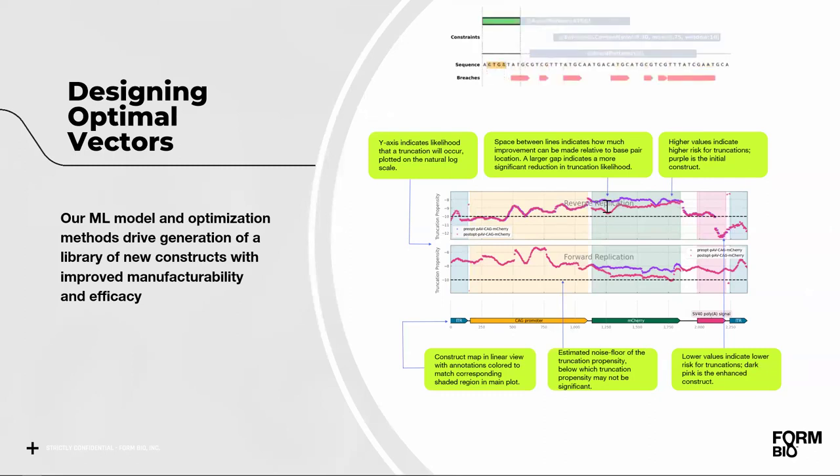So what we have here in purple is the initial construct, and pink is the optimized construct. And you can see that there is a difference in the truncation risk between the initial and the optimized, right? So the optimized construct is closer to the noise floor that's indicated by the black dashed line, indicating that optimization of the coding sequence is reducing the truncation risk. And so in this way, by optimizing the coding sequence, we are able to generate a library of new constructs with improved manufacturability and safety.